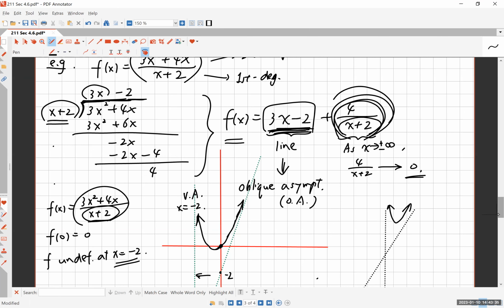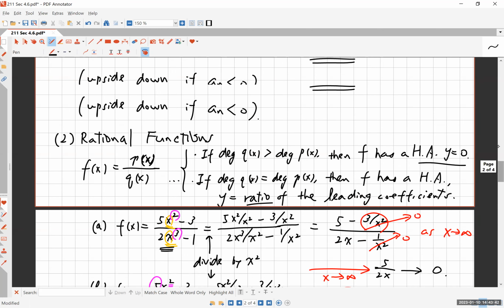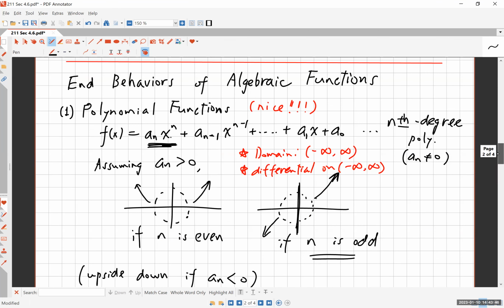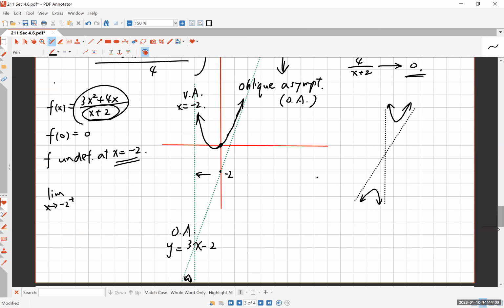Again, rational functions are much more difficult to graph than polynomials, whose end behaviors are pretty obvious and well established. The polynomials are much nicer in the sense that the domain is the entire real number system, and it's differentiable and continuous everywhere. There are no asymptotes for these polynomials, but here you may have horizontal, vertical, and or oblique asymptotes.